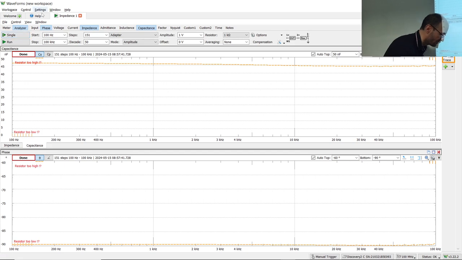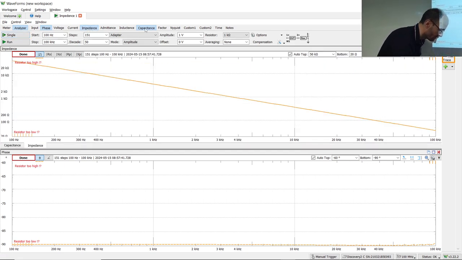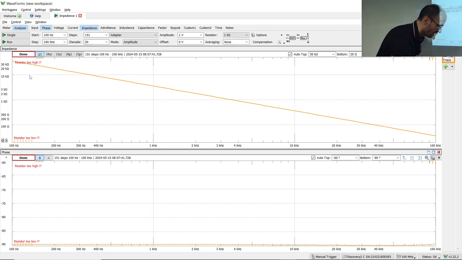So if I switch back to this impedance measurement, this was the measured impedance curve. Now, if I have a larger capacitor, what should happen to the curve? It should be smaller, right? Because impedance is 1 over j omega C. If we have a larger capacitance, the impedance should get smaller.